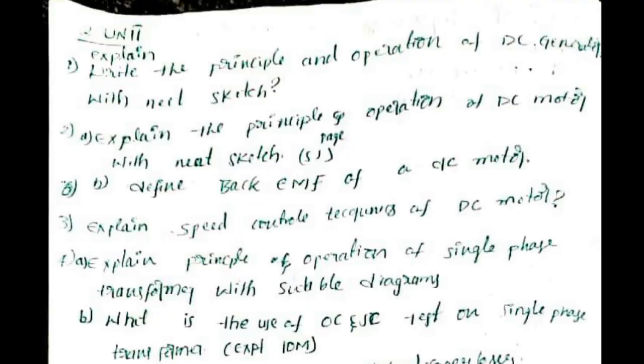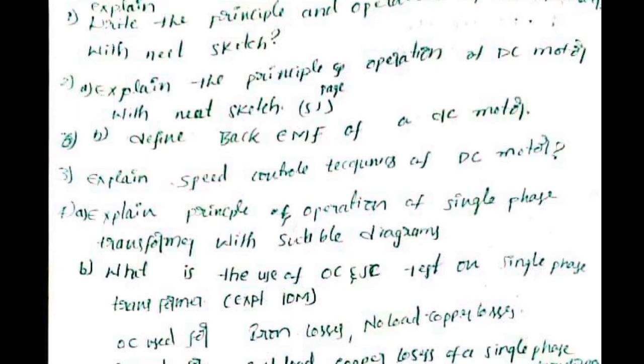Let's discuss the important questions or assignment questions for Unit 2. First, explain or write the principle of operation of DC generator with neat sketch. The principle and operation of a generator, you have to draw a neat sketch. What is the diagram? Stator, rotor, base, windings, poles, all this will be. The diagram of a DC motor is similar to the DC generator, but the motor takes the supply, whereas the generator produces the supply. The direction of current will be opposite to the generator.